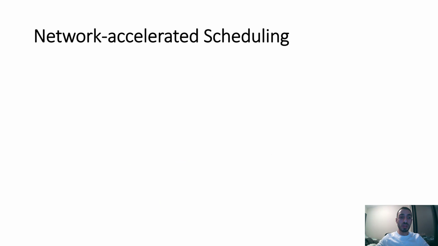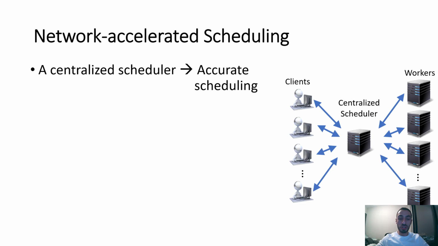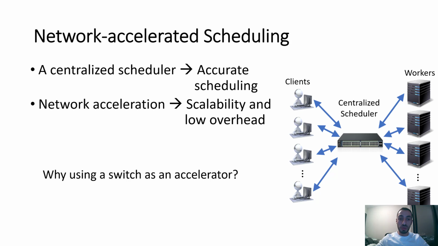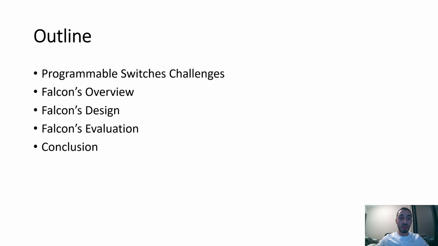In this paper, we presented what we call network-accelerated scheduling. It has a centralized scheduler, hence accurate scheduling decisions, and it overcomes the bottleneck of a centralized scheduler by network accelerating it. We chose a switch as a network accelerator because modern switches are programmable and they can process billions of packets per second. In this presentation, I will start by talking about some challenges in programmable switches. I will talk about Falcon, its design and evaluation, and then I will conclude.